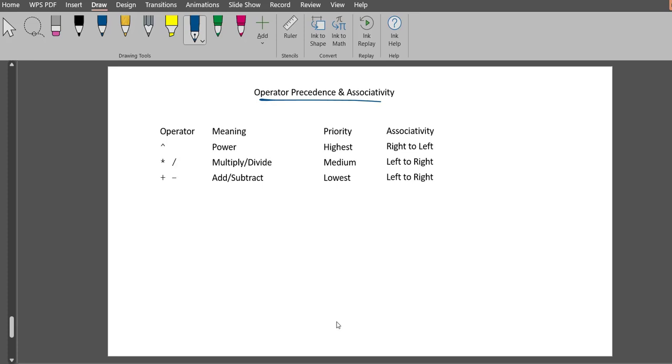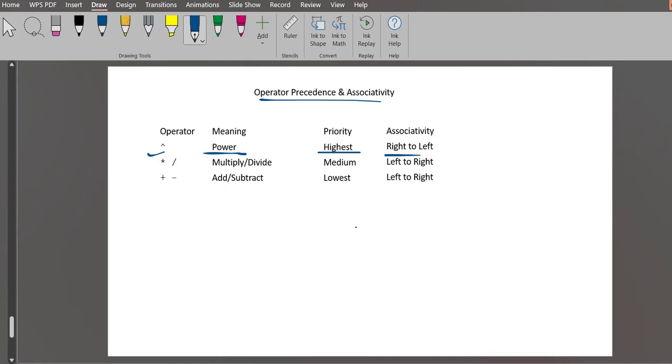All right. So we have operators such as exponential, multiply, divide, plus and minus. There are so many operators. Some basics: exponential first, which means power. It is having the highest precedence. So if an expression has exponential in it, you will solve the exponential first. The associativity for this is right to left.